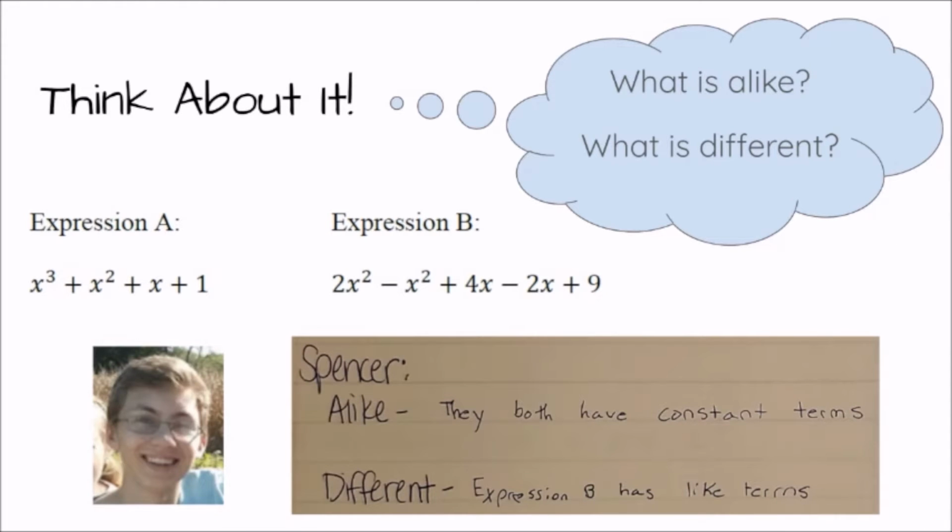Hi, Spencer. What did you notice? I noticed that both expressions have constant terms and expression B has like terms. So what are the constant terms? In expression A, it's 1, and in expression B, it's 9. And you mentioned that expression B has like terms. What are the like terms? There are 2 pairs of like terms, one being 2x squared and negative x squared, while the other pair is 4x and negative 2x. Oh, okay. And does expression A have any like terms? No. All right. Thanks, Spence.